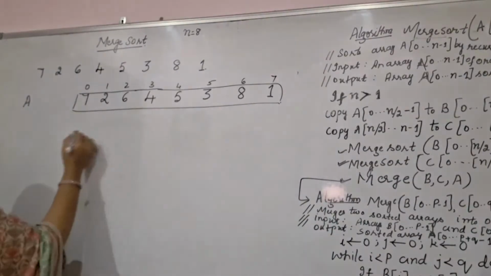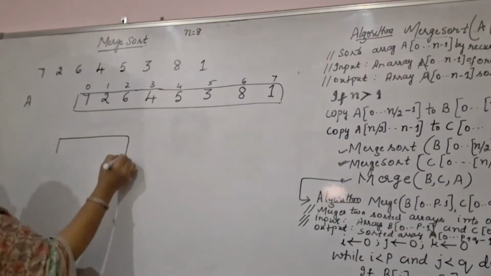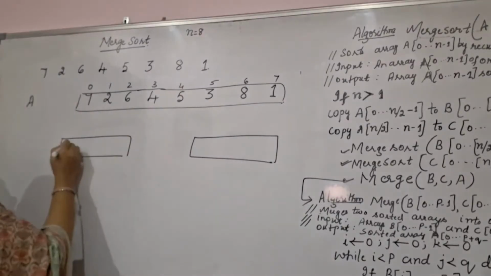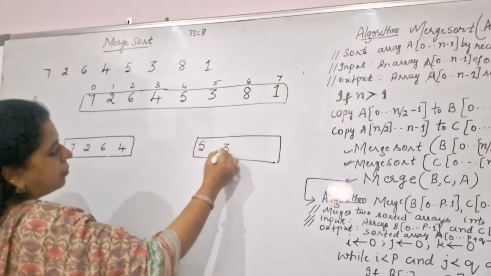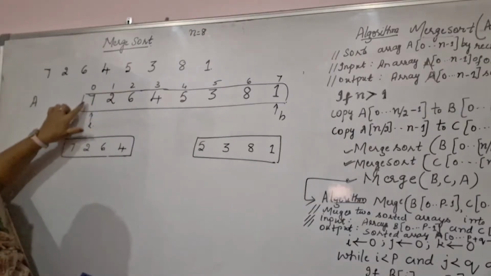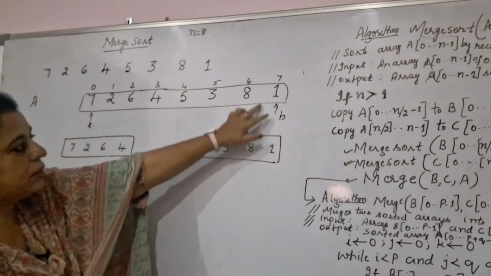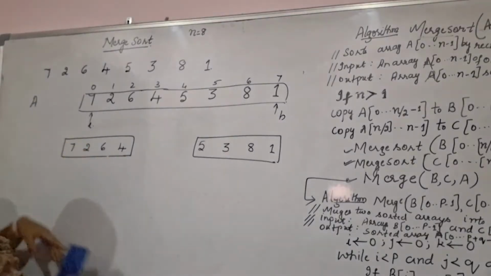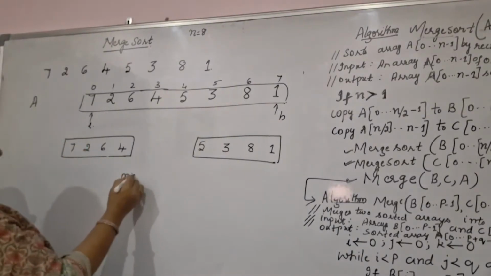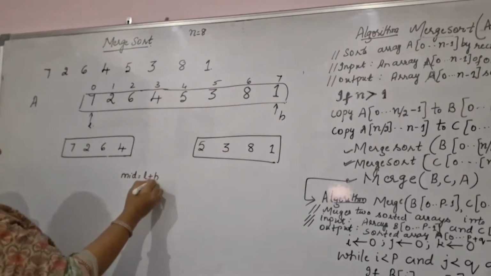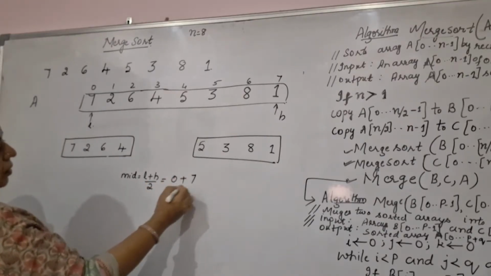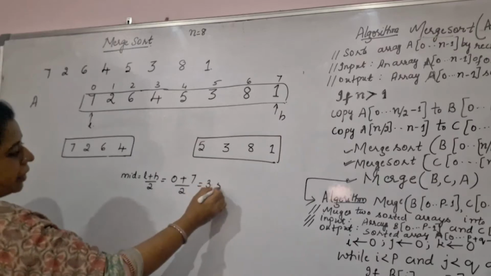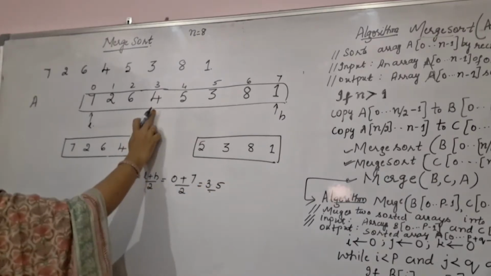Now this array is divided into two sub arrays. The first sub array has elements 7, 2, 6, 4. The second sub array has 5, 3, 8, 1. L is pointing to the first element and H is pointing to the last element. So you have to find the mid: mid equals (L plus H) by 2. L is 0, H is 7, divided by 2 is 3.5. You will take the floor value.